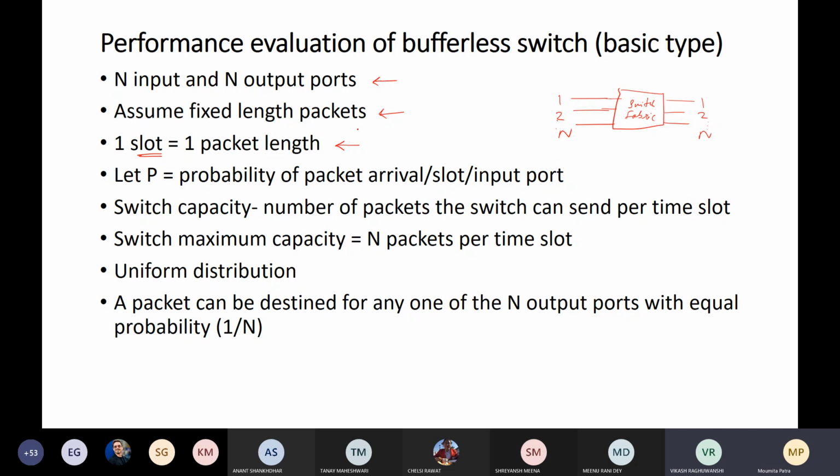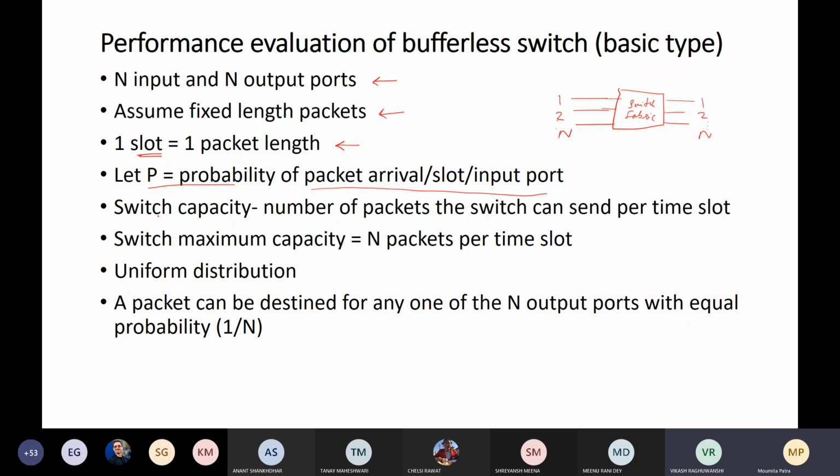Okay, so in one slot you can send one packet. Let us assume that the packet length is fixed. This is an assumption that we are making. Now let P be the probability of packet arrival per time slot per input port. P is the probability of packet arrivals per slot per input port.